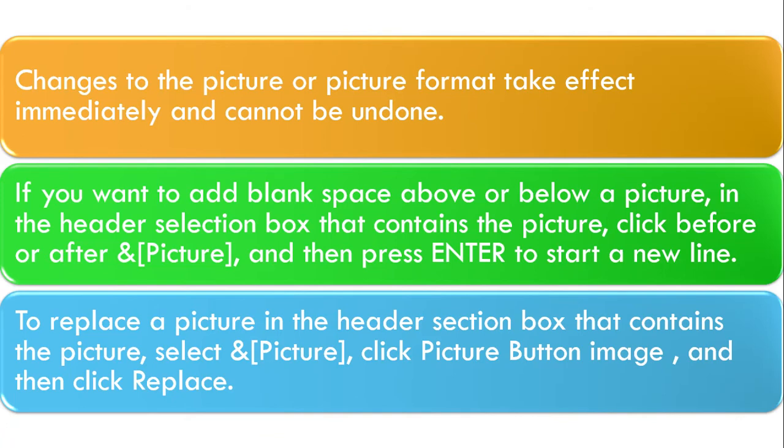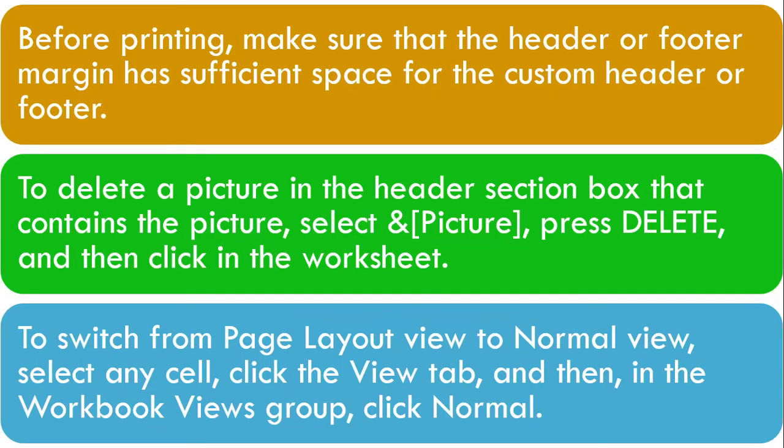If you want to add blank space above or below a picture, in the header selection box that contains the picture, click before or after the picture and then press Enter to start a new line. To replace a picture in the header selection box that contains the picture, select the picture, click the Picture button and then click Replace, and the picture is replaced. Before printing, make sure that the header or footer margin has sufficient space for the custom header or footer.